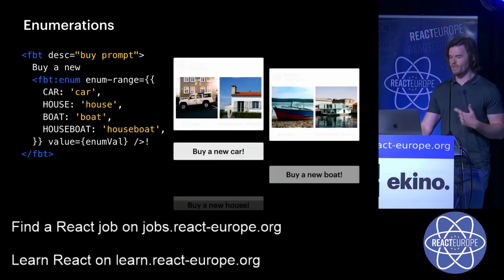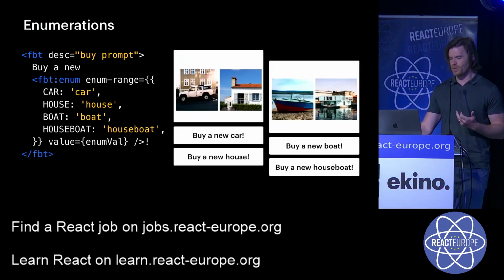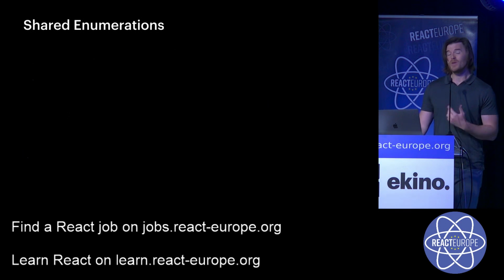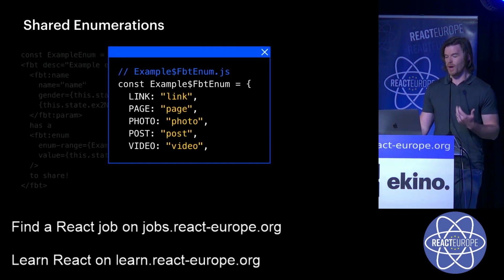In this example, we're creating 4 separate sentences using the enumeration car, house, boat, or houseboat. And it's a call to action to buy one of these things. So we're creating buy a new car, buy a new house, etc. It's also possible that certain enumerations are so common that it makes sense to share parts of them in the code base. And the FBT framework enables this with predefined FBT enums that are defined in separate files.